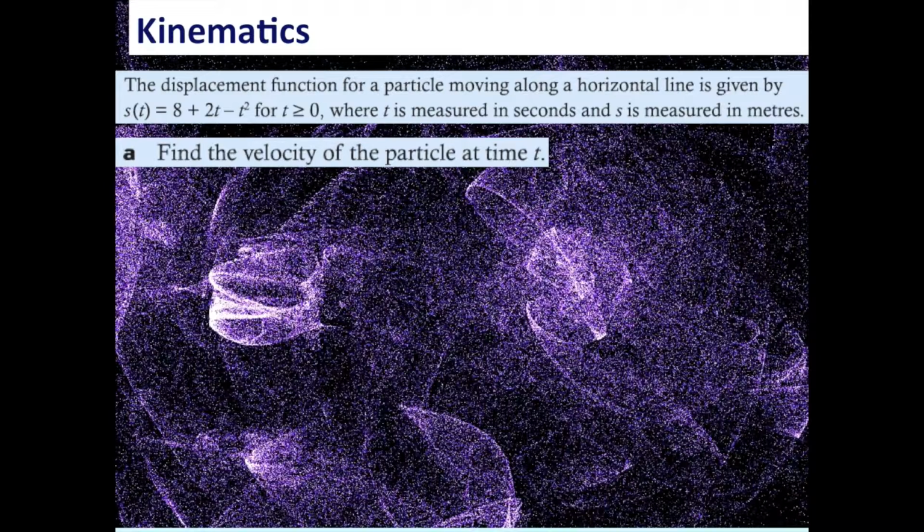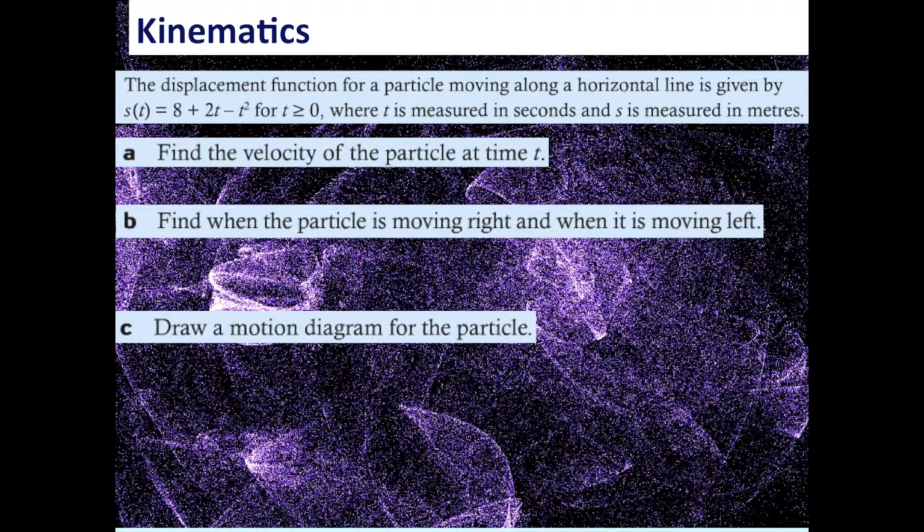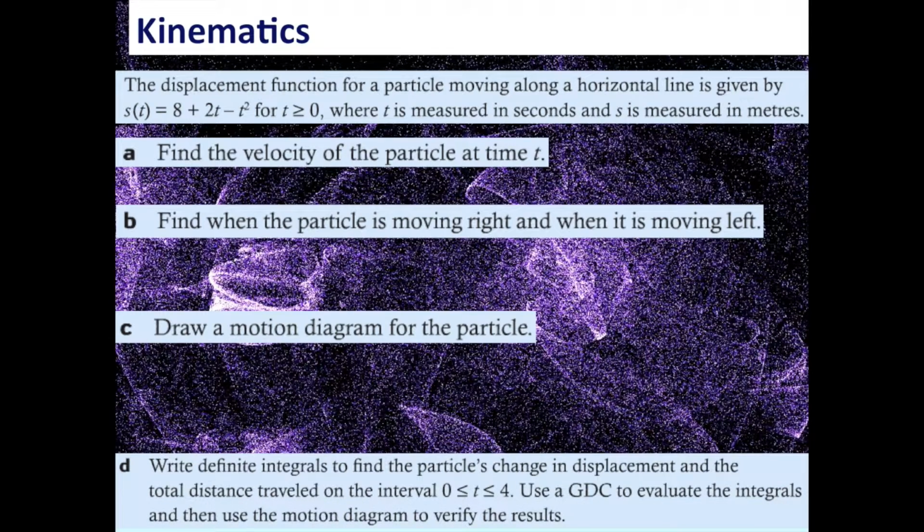So find the velocity of the particle at time t, find when the particle is moving right and when it's moving left, and draw a motion diagram for the particle like we've just seen. Then this last part, question D: write definite integrals to find the particle's change in displacement and the total distance travelled on the interval of t between 0 and 4 inclusive, using your GDC to evaluate these and checking them on a motion diagram. So have a go at this and then I'll go through that with you.